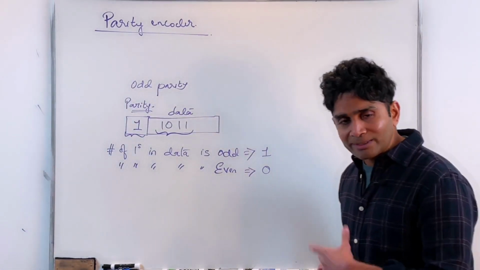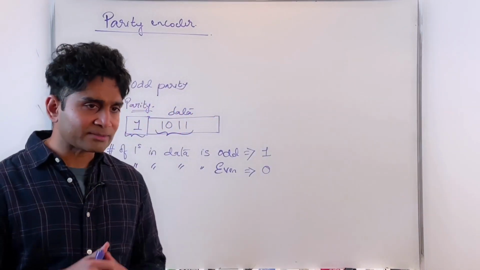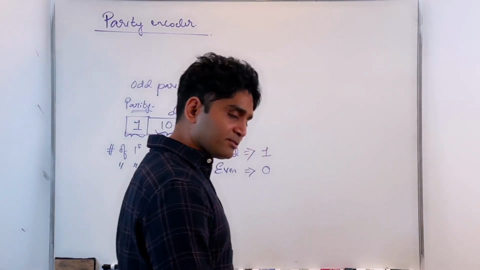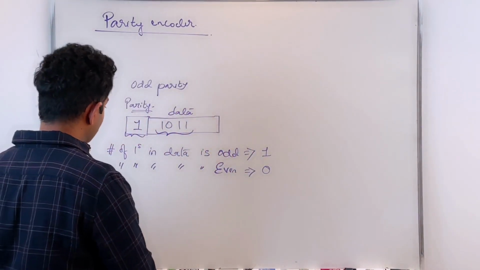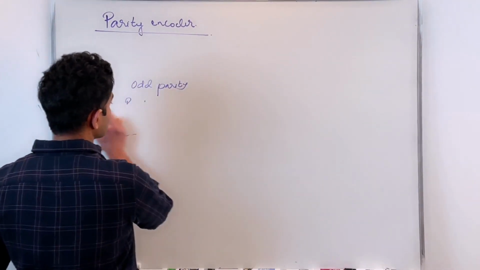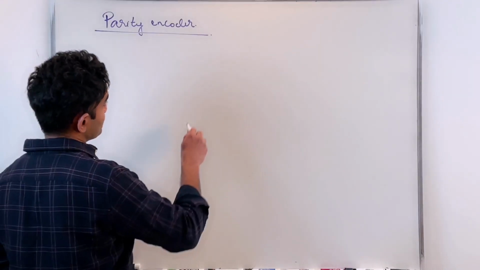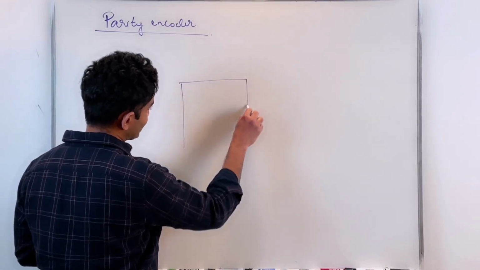Okay, so now let's design this. Let's design a parity encoder for a 4-bit data packet. That means I'm designing a system. Again, I start with the basics. I start with the level 0 diagram. So I'm trying to design an odd parity generator.